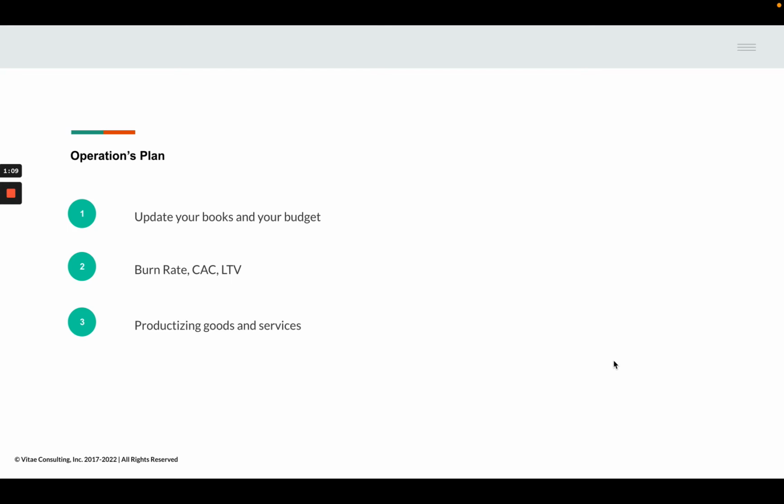So please, please, please make sure that before you start building an operations plan, as much as it depends on you and your bookkeeper, that your books and your budget are up to date. Because otherwise, you're going to be making decisions predicated on bad information. So you're probably going to end up in a bad spot.